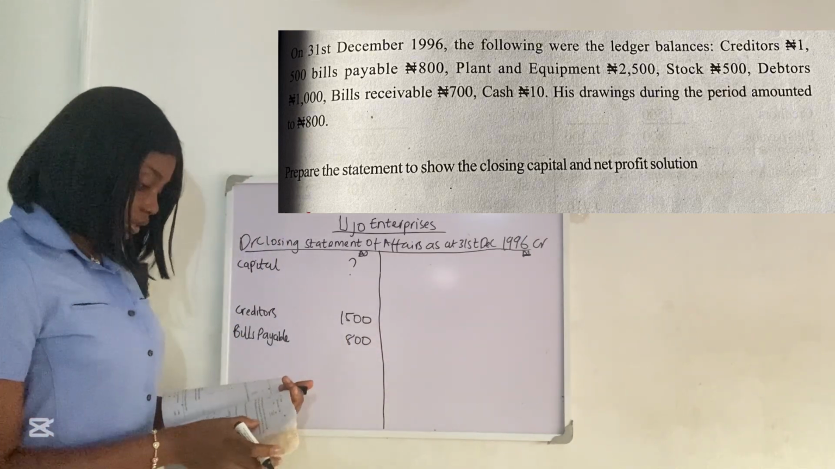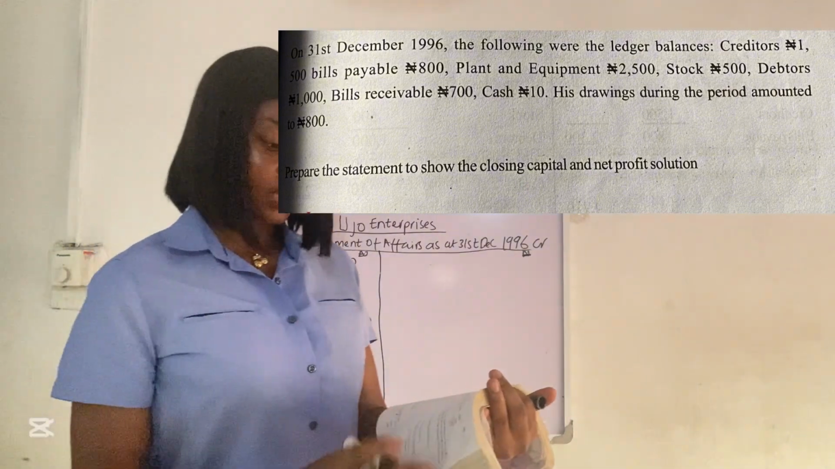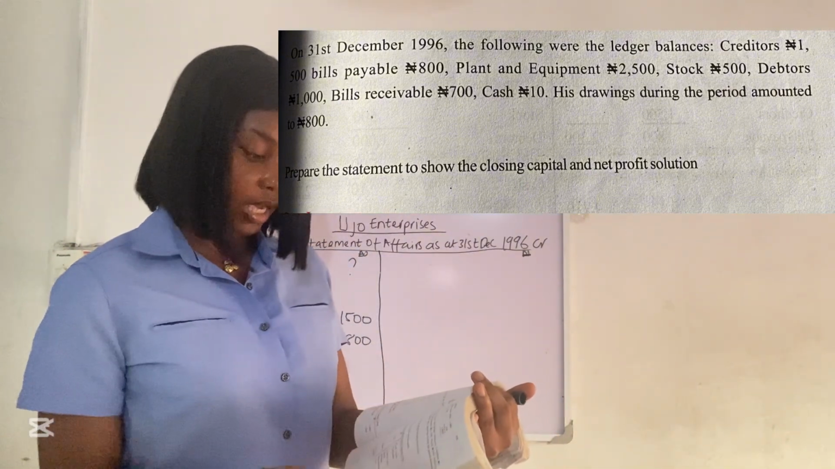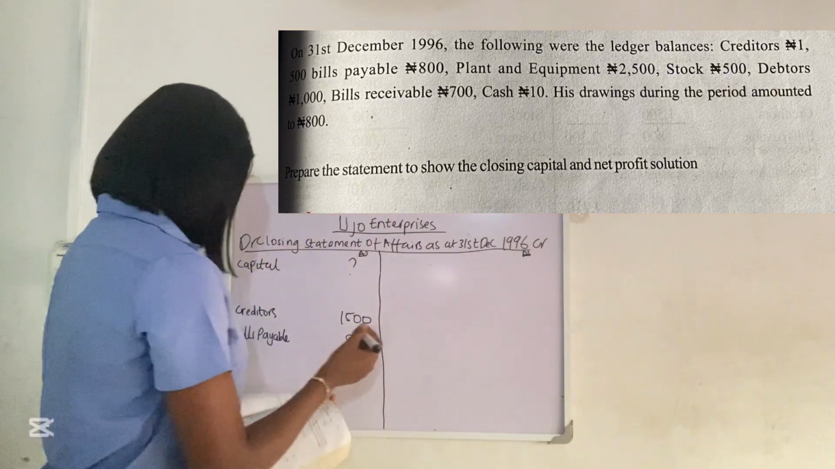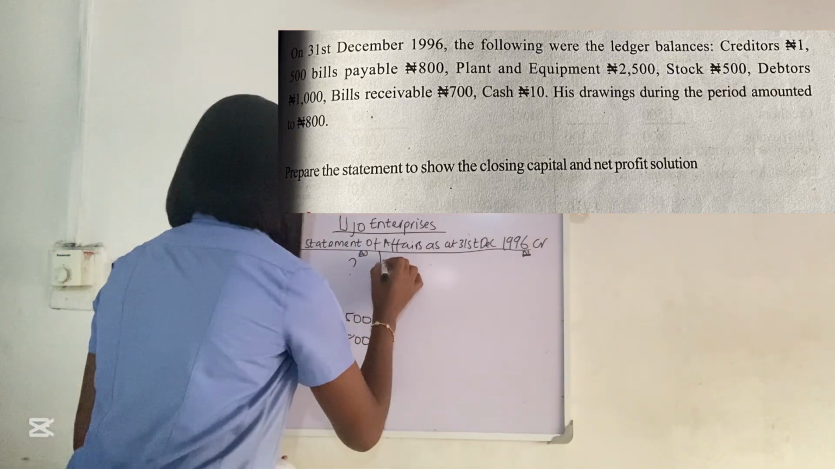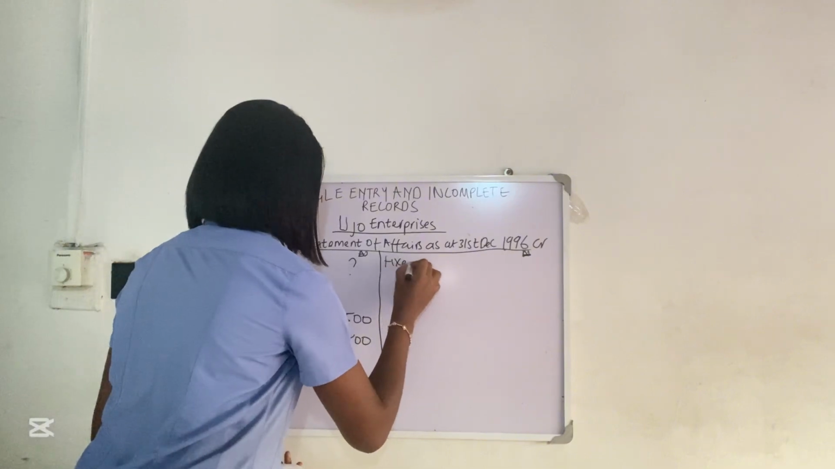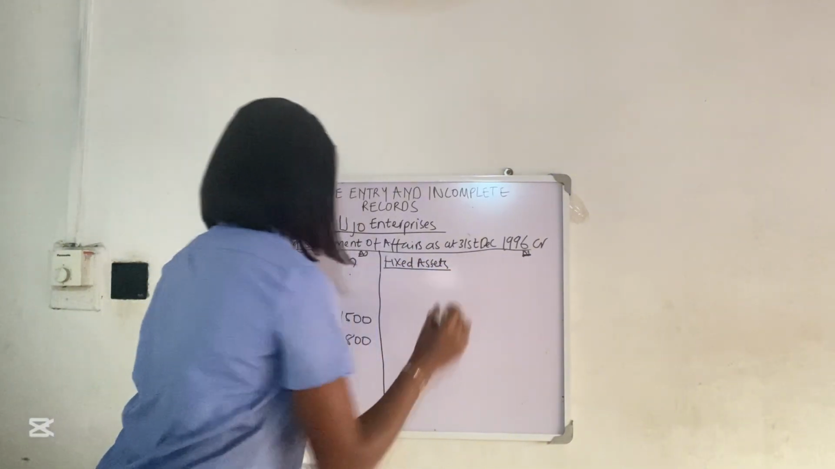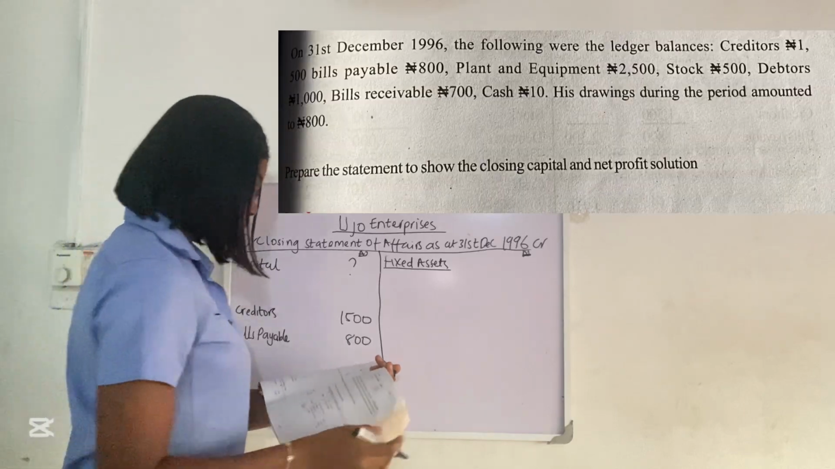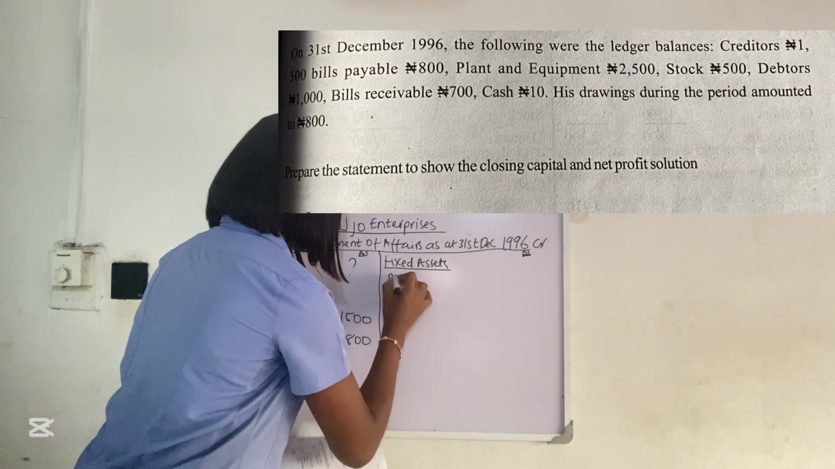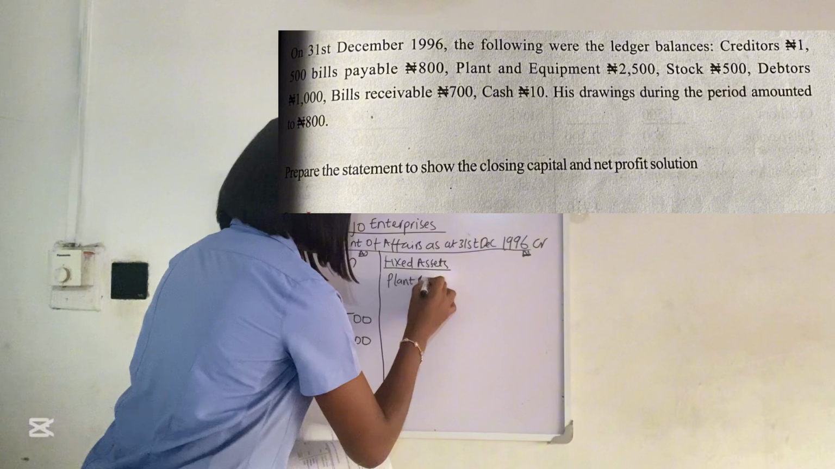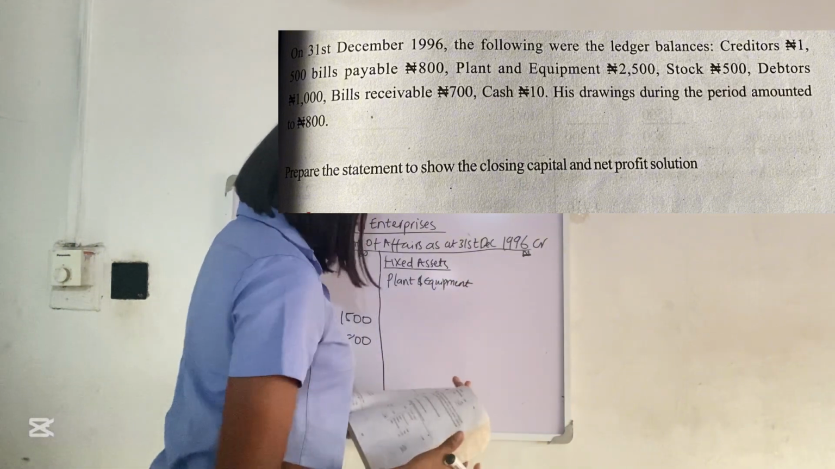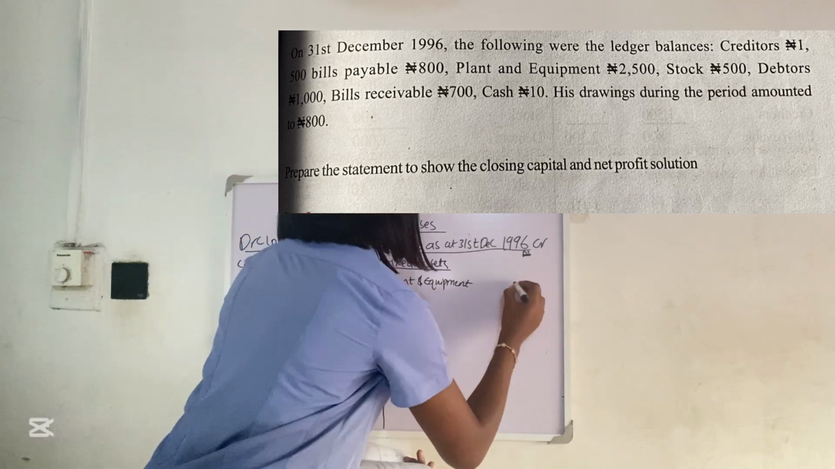Plant and equipment. Now this one will fall under assets. Plant and equipment, stock, debtors, bills receivable, cash. All these are under assets. So let's separate it. Fixed assets. This is under fixed assets. So under fixed assets, what do we have? Plant and equipment, 2,500.